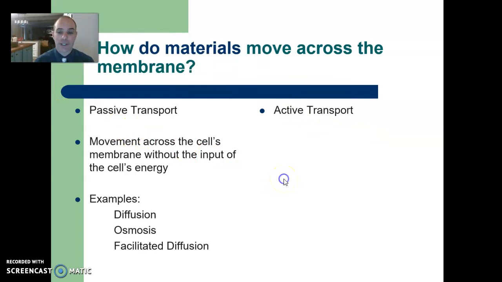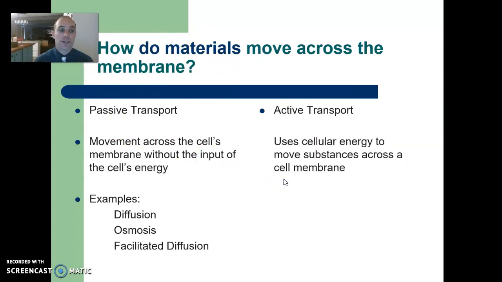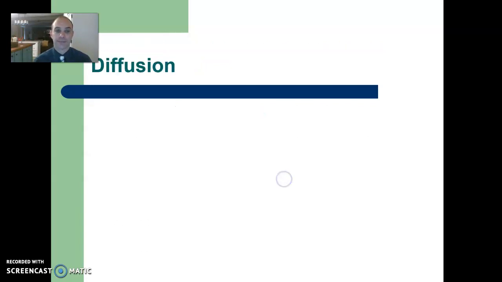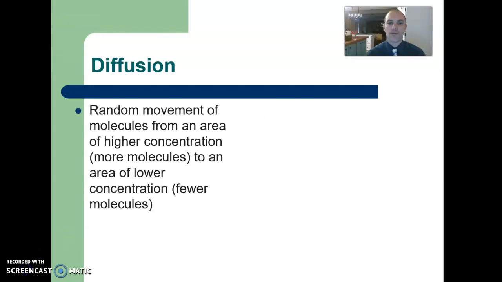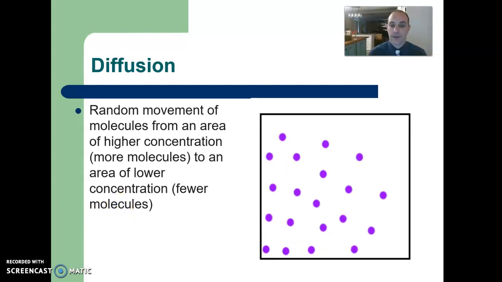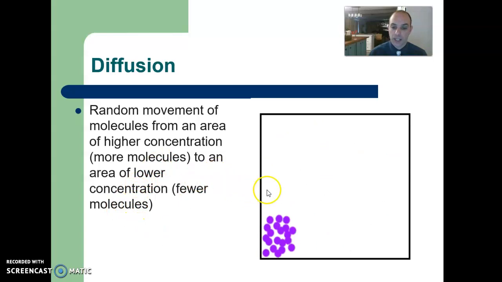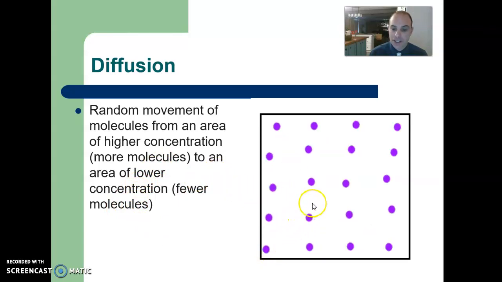Now for active transport. You must use energy for active transport. To be active, you have to use energy. So what is diffusion? You've heard it before. You've done it in earlier grades. Diffusion is the random movement of a molecule from an area of high concentration, where there's lots and lots of molecules, very dense, to an area of lower concentration with fewer molecules. Right here, look. It starts in the corner here, high concentration, and disperses throughout the room.